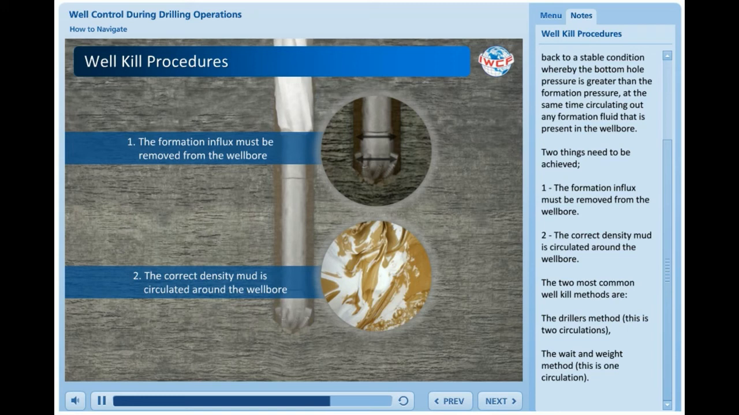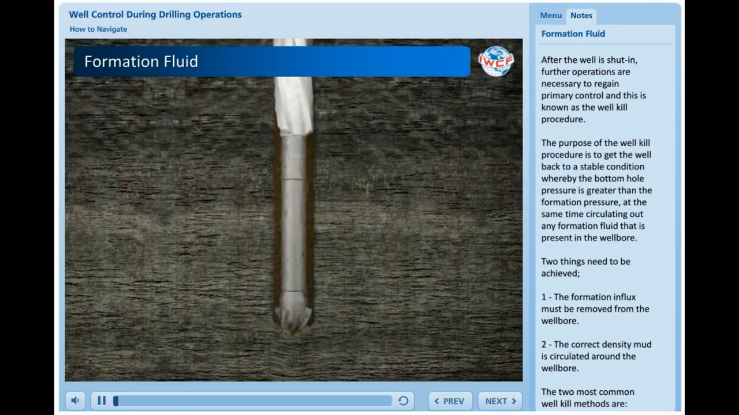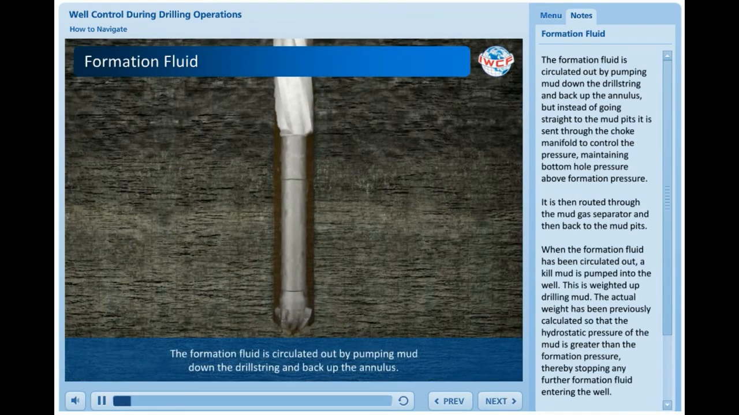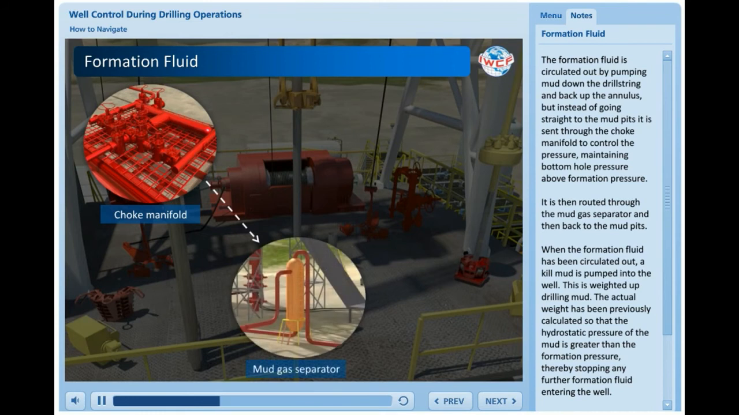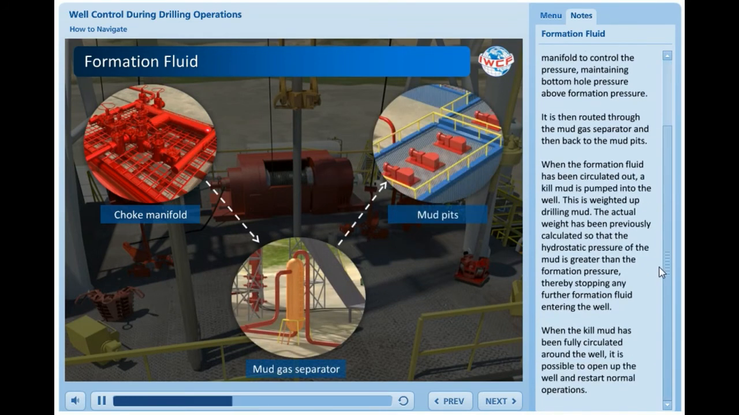The two most common well kill methods are the driller's method, which is 2 circulations, and the weight and wait method, which is 1 circulation. The formation fluid is circulated out by pumping mud down the drill string and back up the annulus, but instead of going straight to the mud pits, it is sent through the choke manifold to control the pressure, maintaining bottom hole pressure above formation pressure. It is then routed through the mud gas separator and then back to the mud pits.